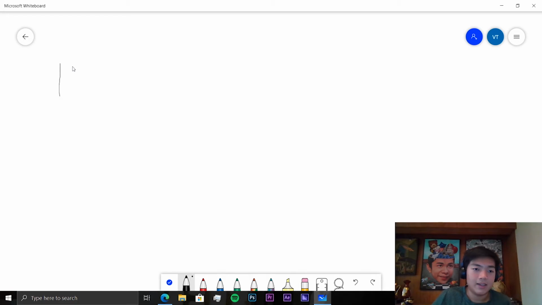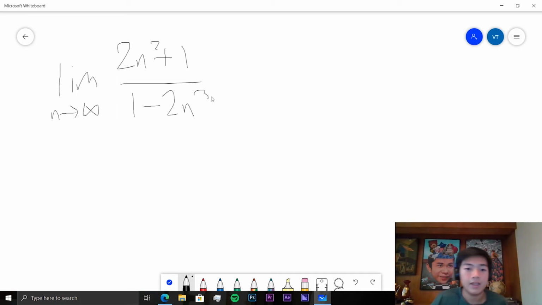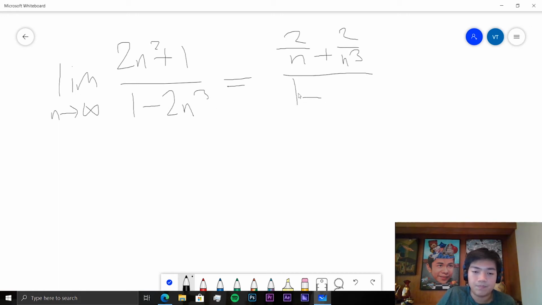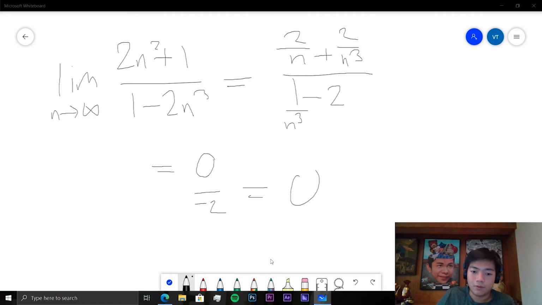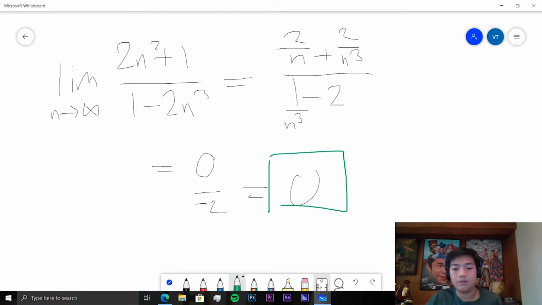Finally, let's look at the limit as n tends to infinity of 2n plus 2n squared plus 1 over 1 minus 2n cubed. To determine the value of this, we want to divide both the top and bottom by 2n cubed. So we get 2 over n plus 2 over n cubed, over 1 minus 1 over n cubed minus 2, and this will simply tend to 0 over negative 2. So yes, it would converge, and it would converge to 0. So that is that problem solved.